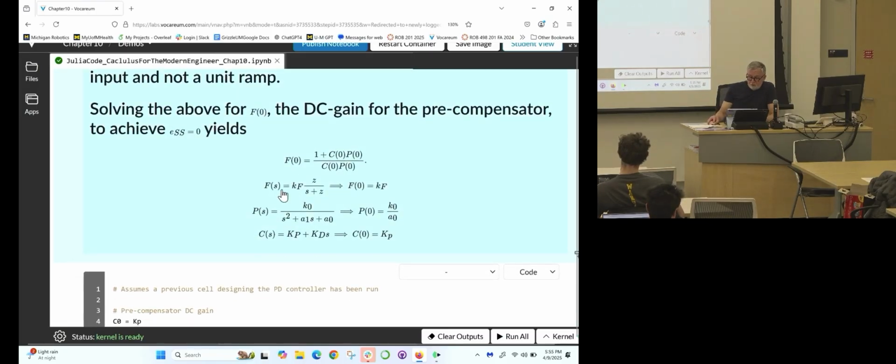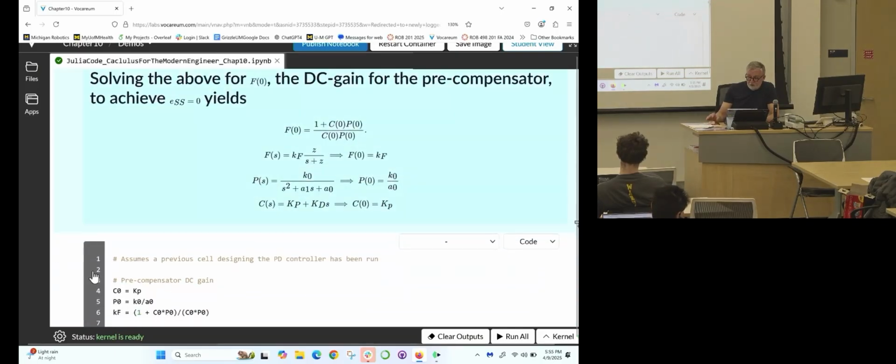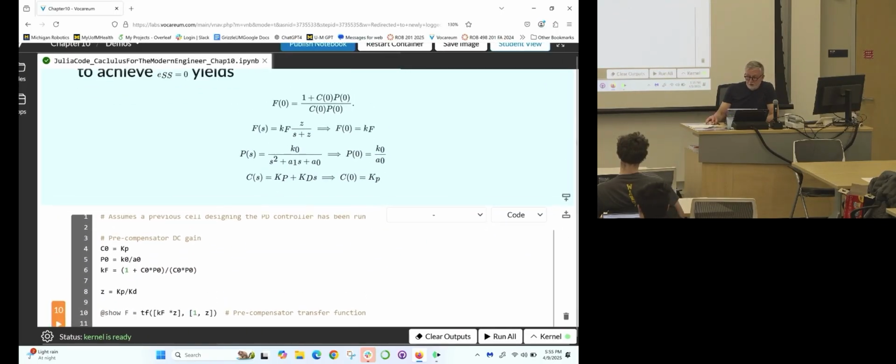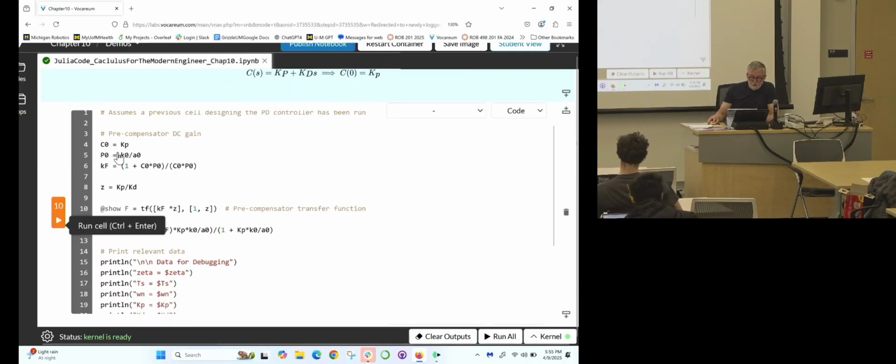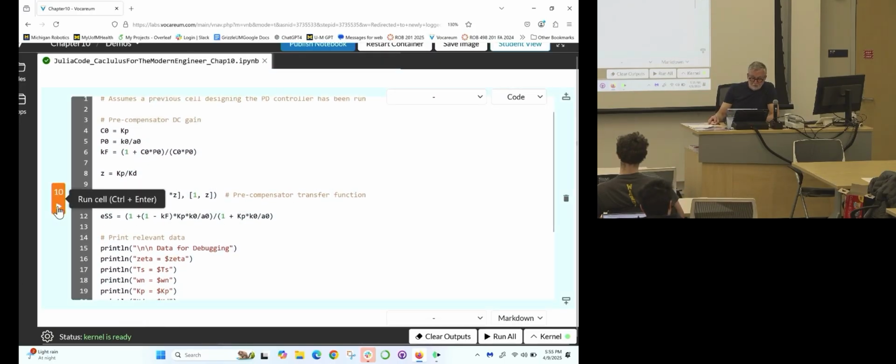And so we're going to write this pre-compensator as a gain times Z over S plus Z, where Z is coming from the PD controller. So KD times 1 plus KP divided by KD. So that defines Z. We're going to cancel that with this pre-compensator. And then, in addition, we're going to choose the gain such that we get 0 steady state error. And voila.